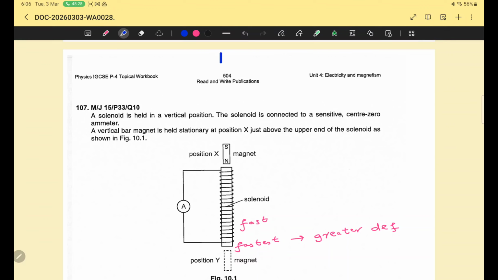Drop the bar magnet from a greater height. When you release it from a greater height, then obviously it will keep on falling, and the speed will be high when it is entering the coil. So you should release the bar magnet at a greater height. Number one. Number two, Pavitra, suggest more.